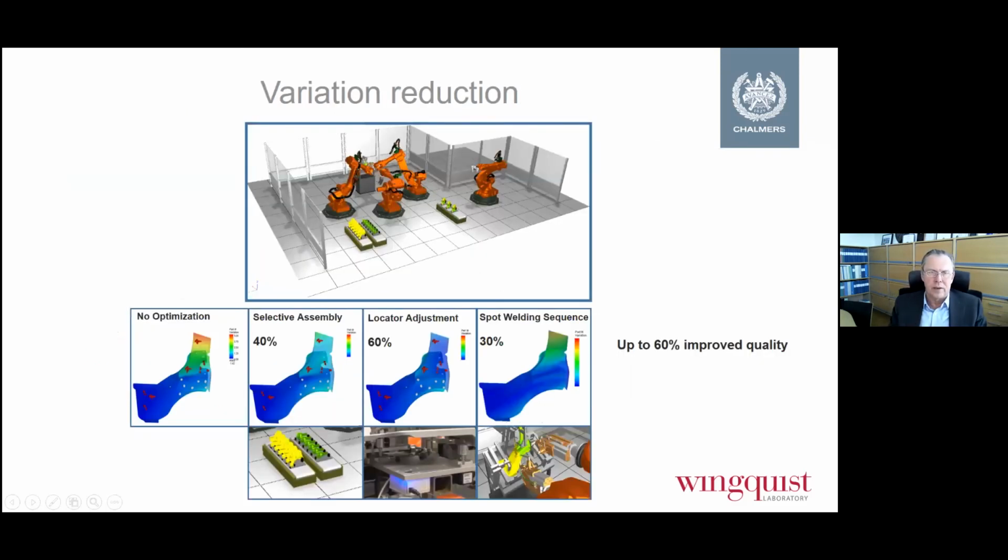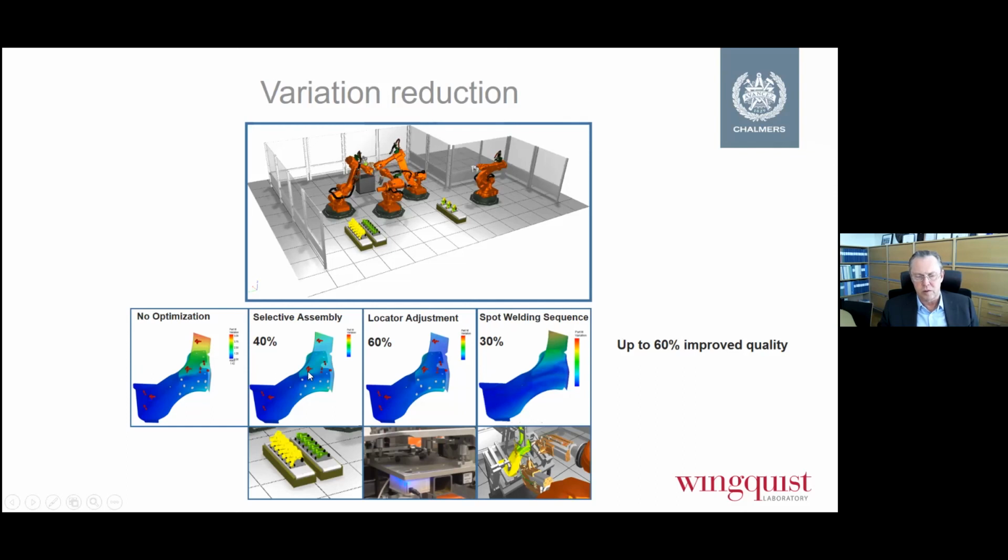If I then look at the reduction, if we summarize those 3 techniques, we have done a number of test cases. I don't show all of them, but these are basically mean values of everything we have run. If I apply selective assembly, the technique to combine parts, I can reduce variation in the total batch by 40%. If I use locator adjustment to adjust the fixture for the parts coming in, I can reduce variation by 60%. And with spot welding sequence, I can reduce variation by 30%. These are rough numbers. You cannot apply them all.